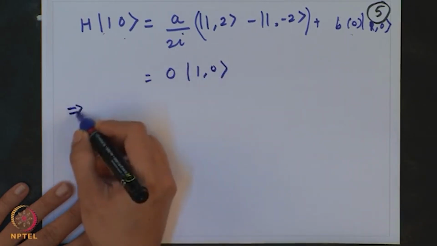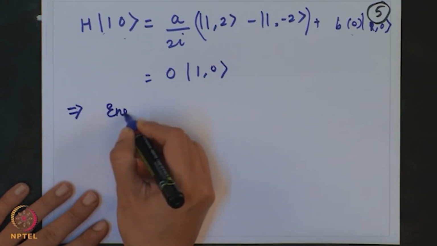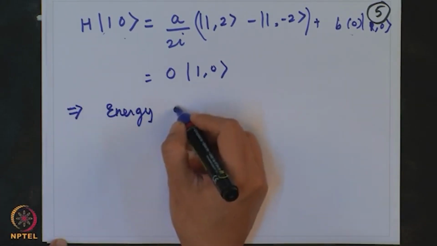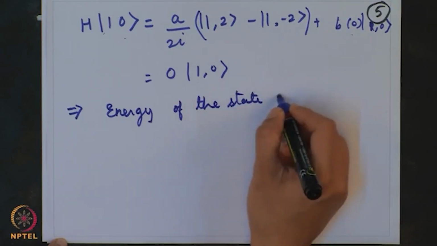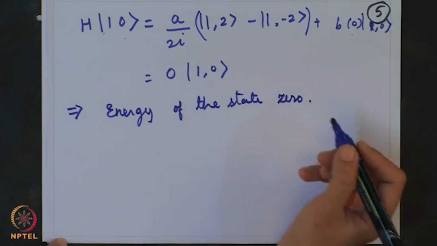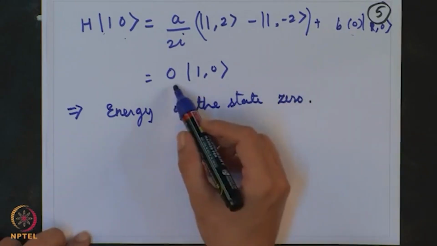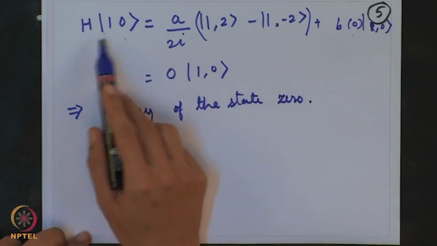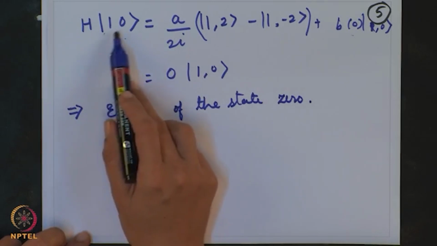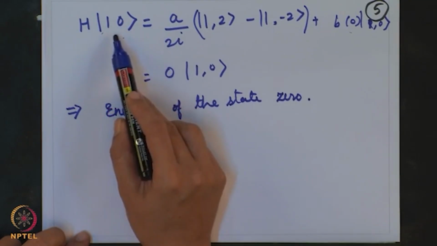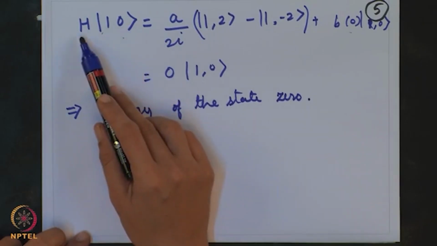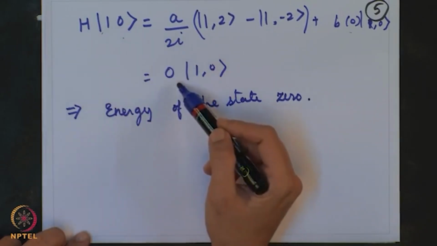So, this implies that the energy of the state is 0 and the eigenvalue is 0 for this. So, H operated on 1 0 gives 0; this is an eigenvector or eigenket of the Hamiltonian operator with eigenvalue 0.